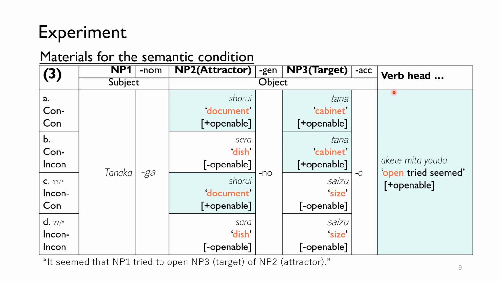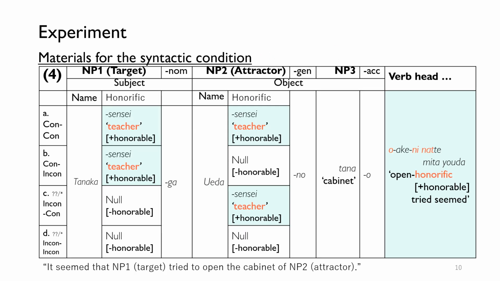In this example, the verb is open, and it requires its object NP to hold the semantic Q openable. A document and a cabinet are openable and semantically congruent with the verb, but a dish and size are not. With the combination of semantically congruent and incongruent NPs, we constructed 4 conditions. For the syntactic condition, we constructed critical sentences from the sentences with the congruent target in the semantic condition. Therefore, the sentence structure is the same as in the semantic condition.